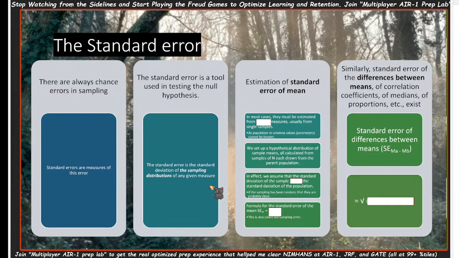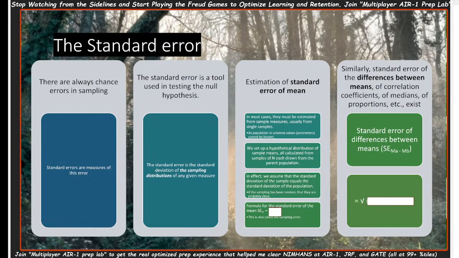Okay, as I said, we can estimate the standard error of mean from only the sample because we don't have access to it. We just assume it. What we assume is that the standard deviation of the sampling distribution is the same as the population. Okay, so it is equal to that of the population. So when you have a random sampling, it will most likely be equal. Even the sample that is from the population will be comparable.